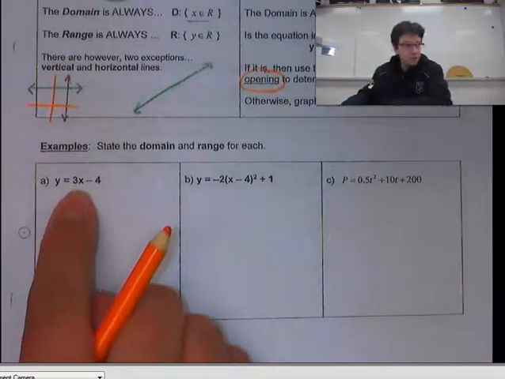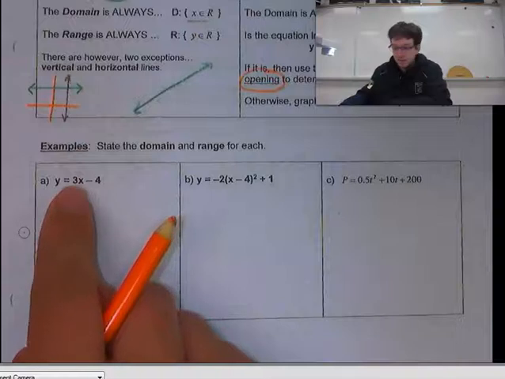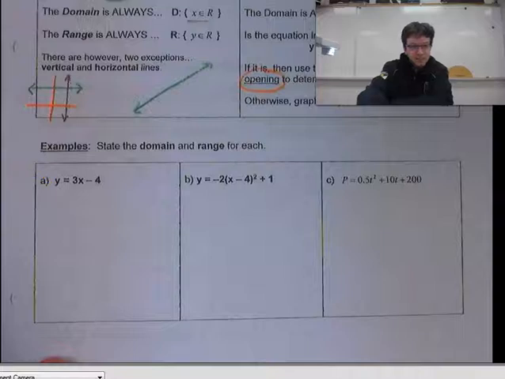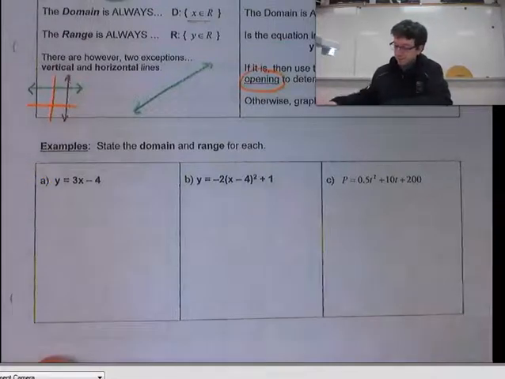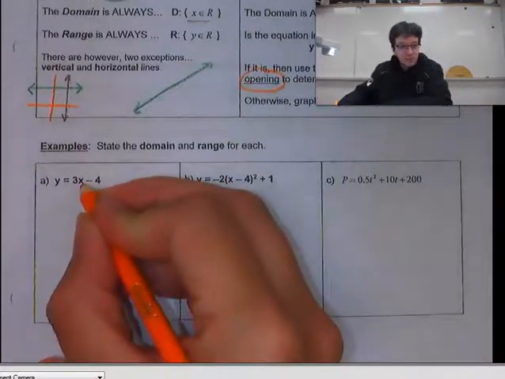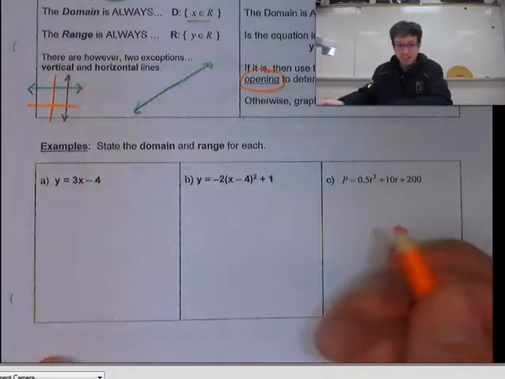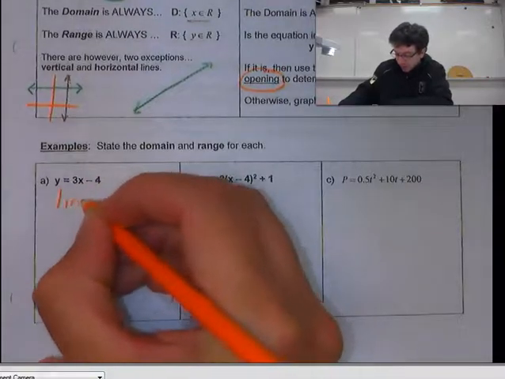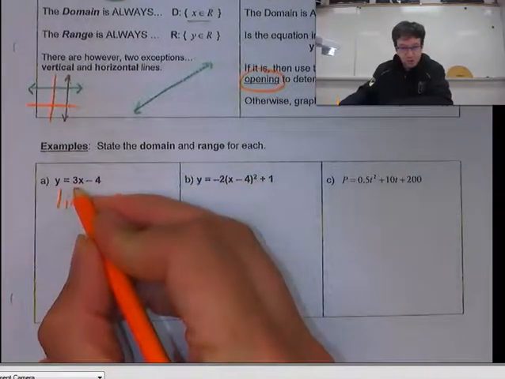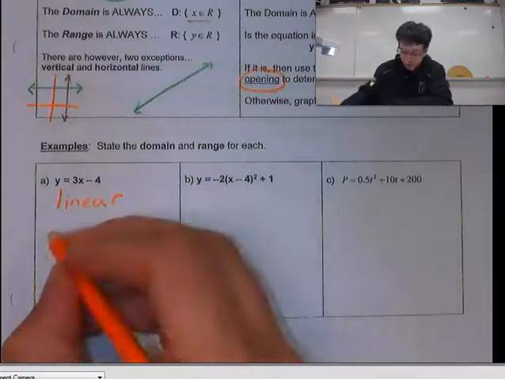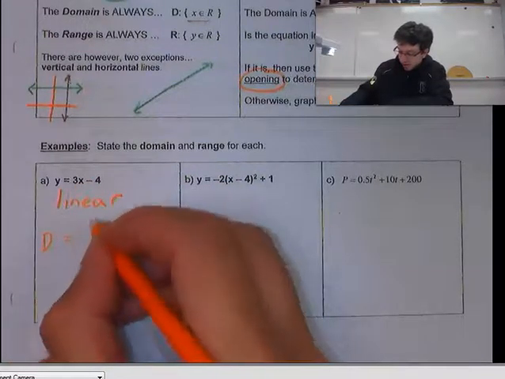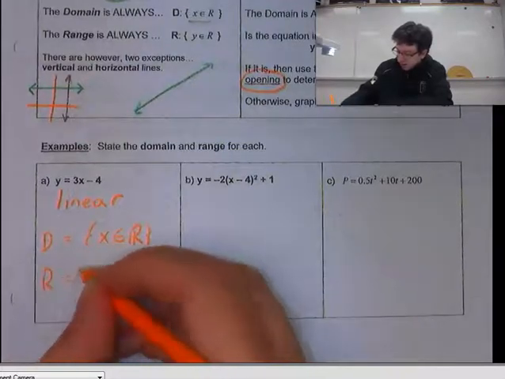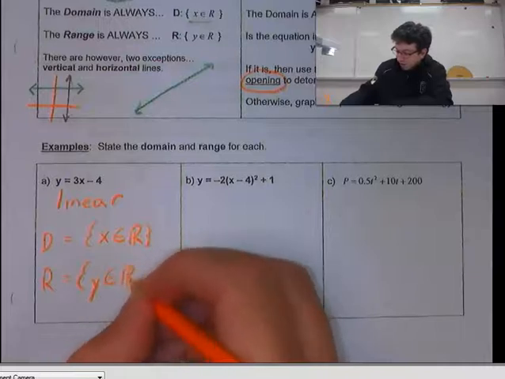First one, you can probably identify that as a linear function. The reason why you can probably identify it as a linear function is because of the order of the equation. The highest exponent is only 1. So that's a linear function because it's first order. It's not horizontal and it's not vertical because we have a proper slope there. So we can just say the domain is all real values in x, and the range is all real values in y.